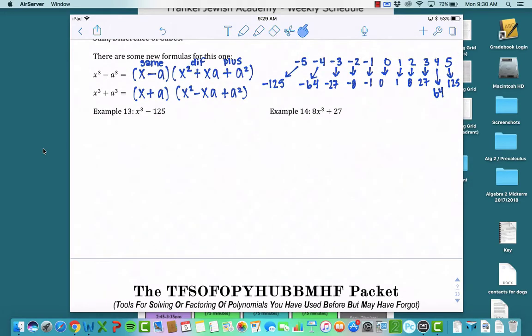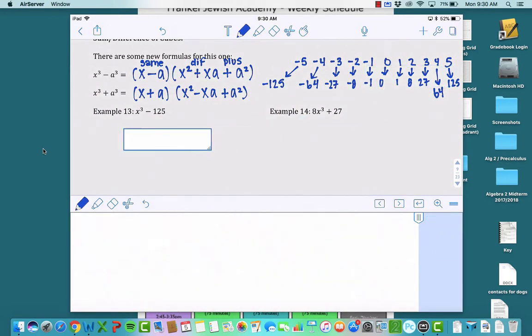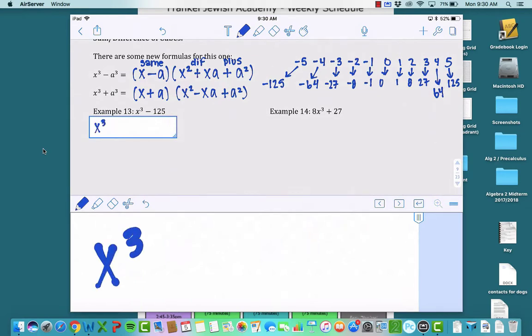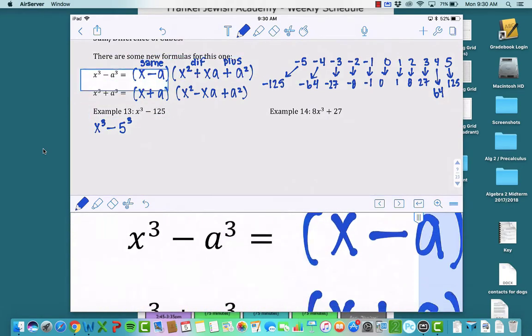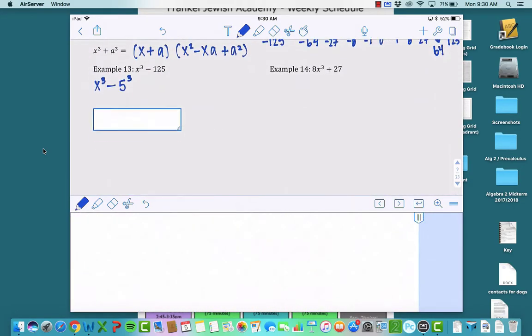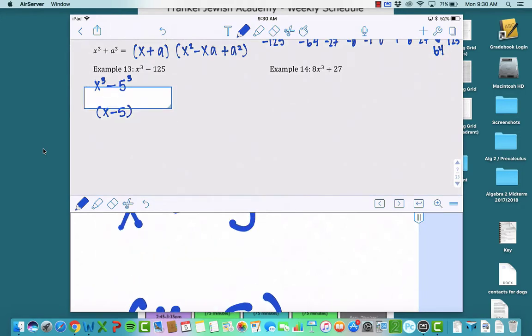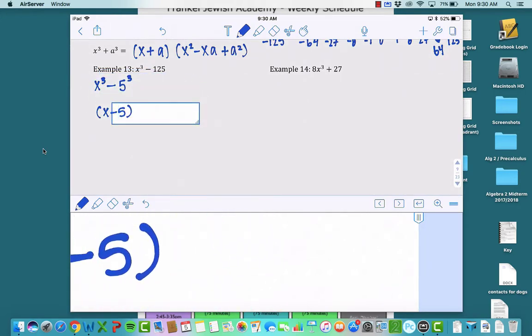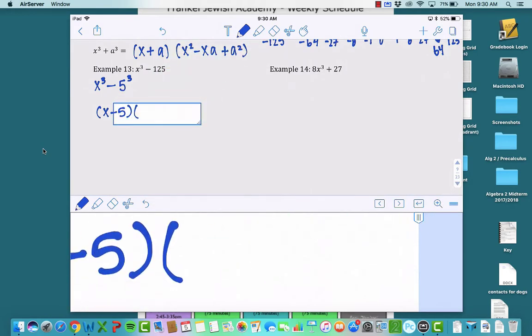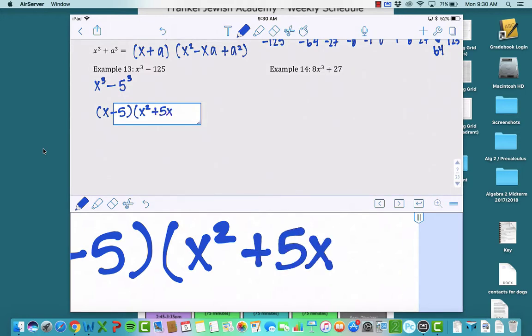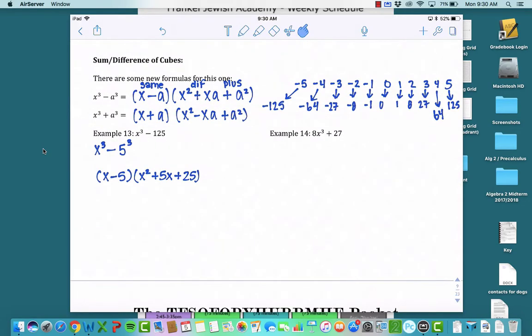So if I actually use those, I would look here and notice that I have an x cubed minus 5 cubed. So I'm going to use my difference formula, the one with the minus in the middle, and turn that into x minus 5. If we write that, we have, if a is 5 in this case, and then we have x squared, different sign from the original, plus 5x plus 25. And then that's how you factor with the formula.